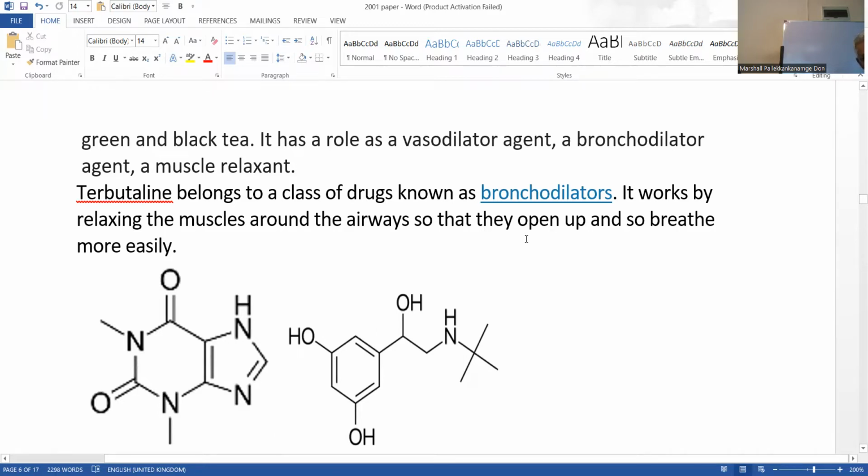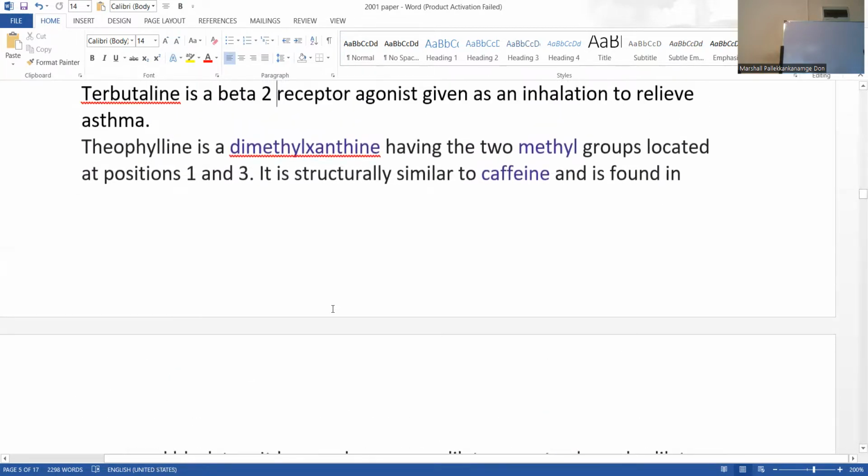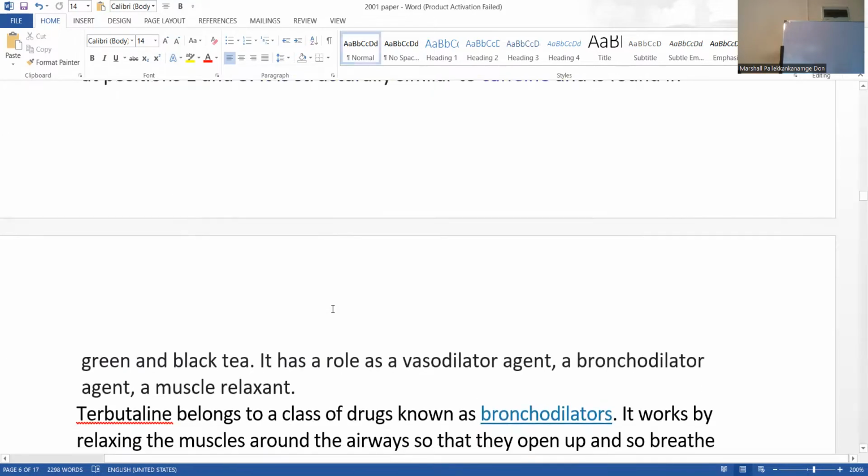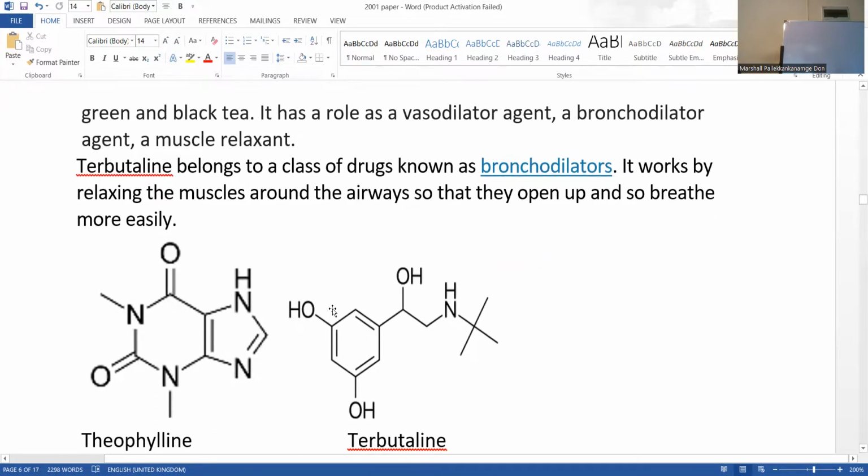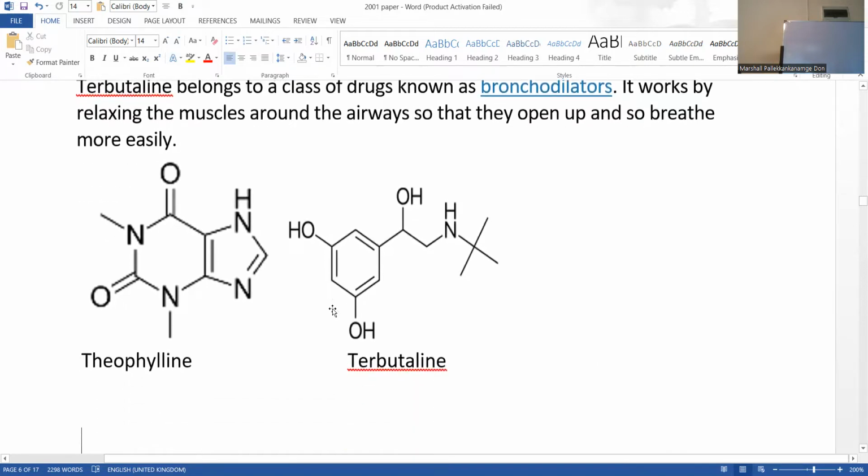Terbutaline is a bronchodilator. Structure is different. So it is a different class of drug. It causes vasodilation, but it is not the same group of drugs.